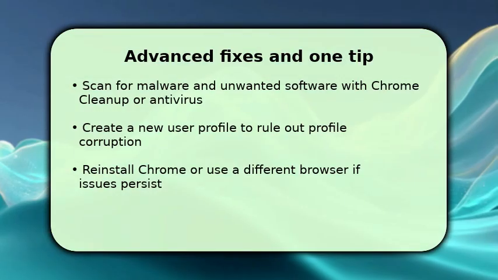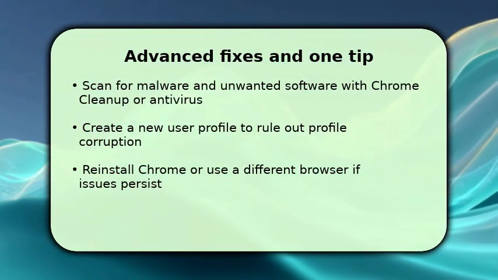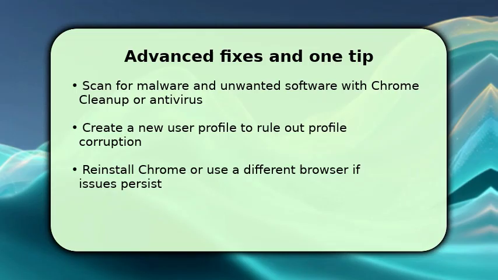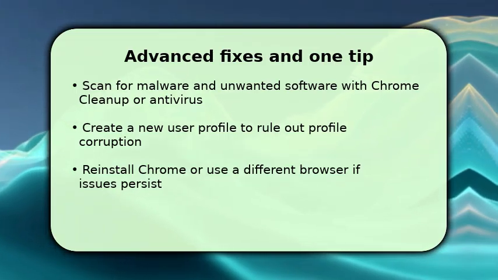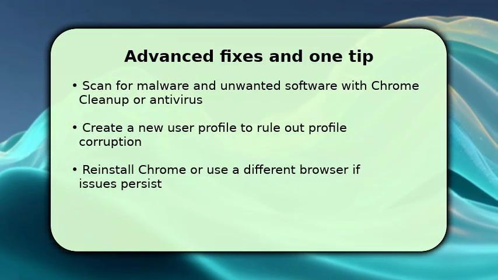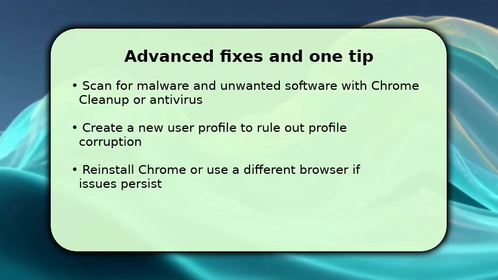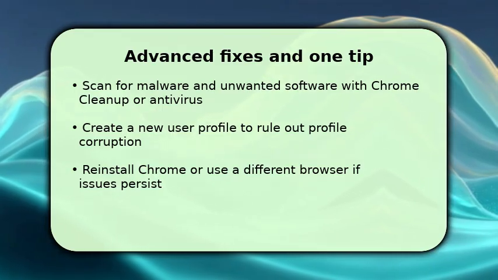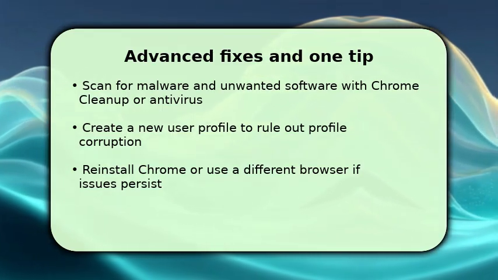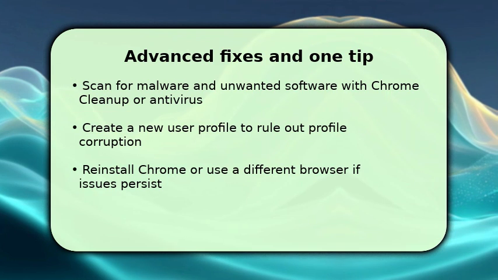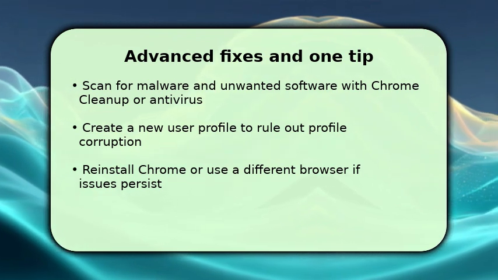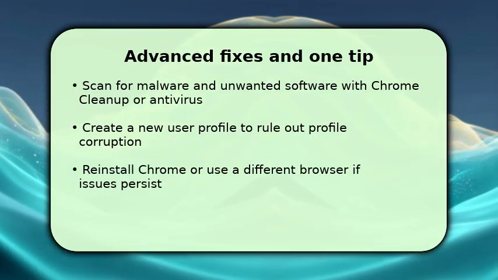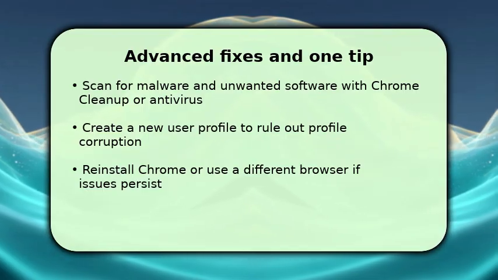For final steps, scan your system for malware or unwanted software because infections often slow Chrome even when settings look fine. Use Chrome Cleanup or a reputable antivirus. If problems continue, create a fresh Chrome user profile to rule out corrupted profile data and test performance. As a last resort, uninstall and reinstall Chrome or try a different browser to isolate the issue. If nothing helps, troubleshooting tip: boot into a clean OS profile or safe mode to confirm whether system software is the bottleneck.